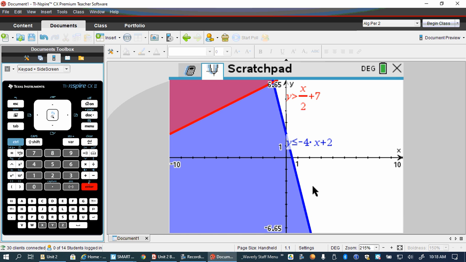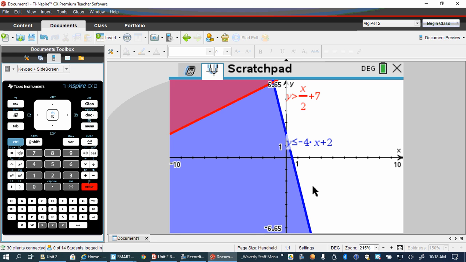Let me get that right. So 1 greater than x over 2 plus 7, and less than or equal to negative 4x plus 2. Yeah, okay. How about 0, 2? Is that in the solution set? No. Negative 2, 10 is not. Negative 2, 10? Yes, it is.